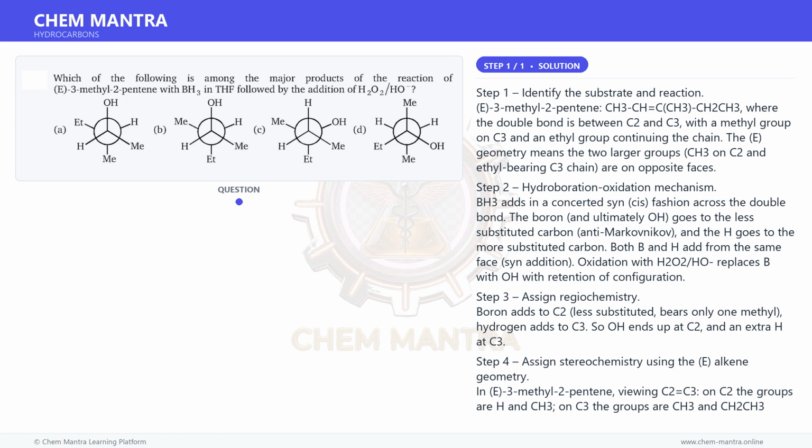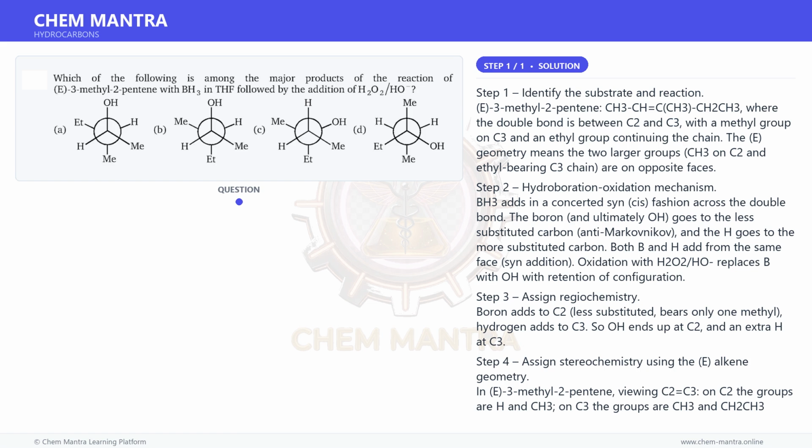Syn addition of BH3 from one face gives a specific relative stereochemistry. The syn addition from the bottom face, less hindered, same face for B and H, of the E-alkene places O and H at C2 and C3 in an anti-relationship between the O and the ethyl group, producing the threo anti product.